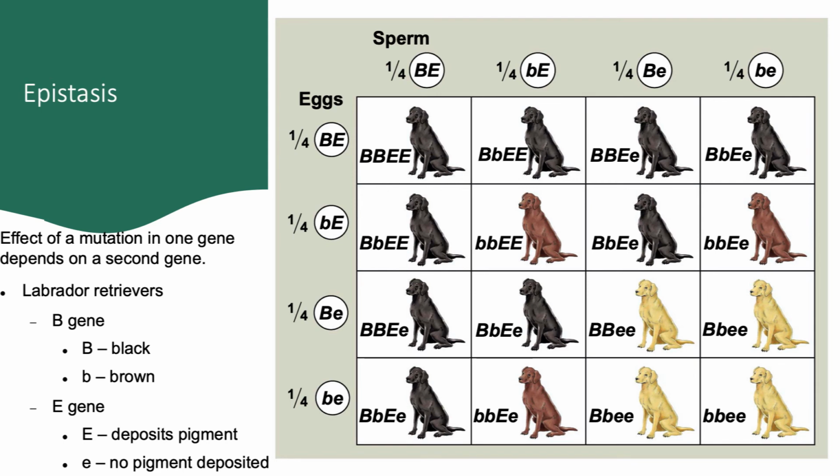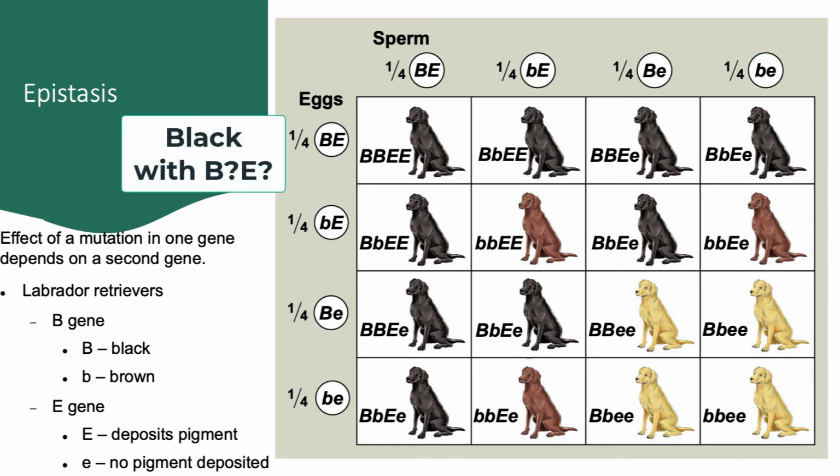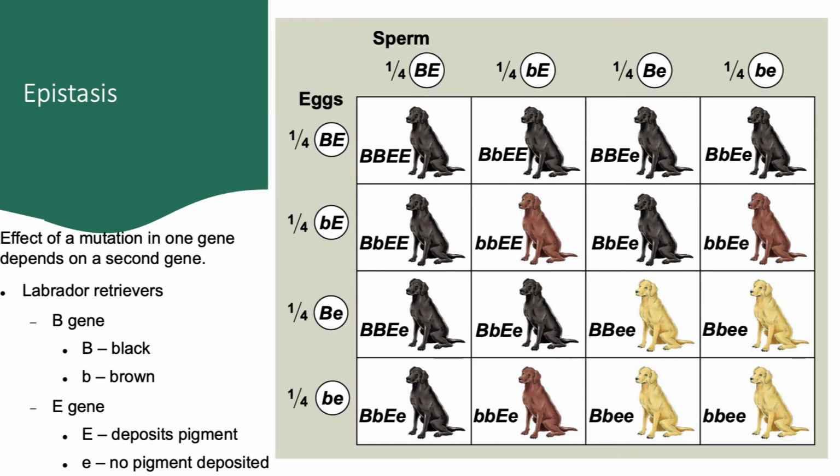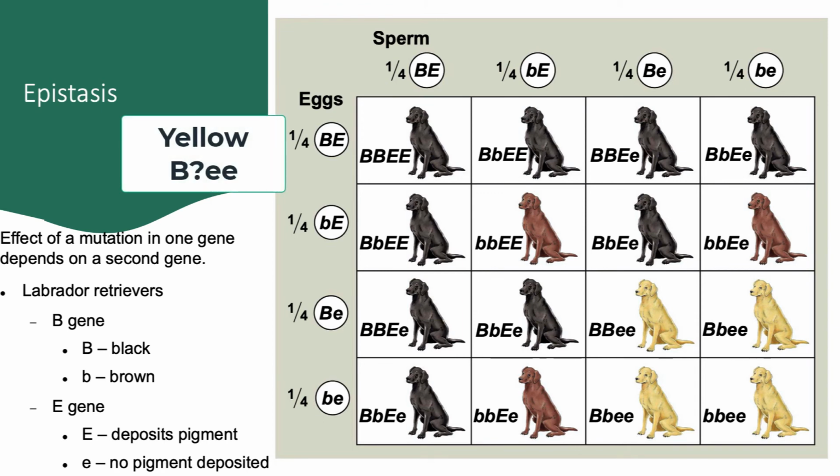The resulting offspring will be 9 black labs who all have both the dominant black coloration and the dominant E allele, allowing the pigments to be deposited. 3 of the offspring will be chocolate labs because they're homozygous recessive for the color allele, but they still have the dominant E allele, allowing them to deposit that brown color. 3 of them will be yellow because even though they have the dominant black allele, the homozygous recessive E allele prevents any pigments from being deposited.